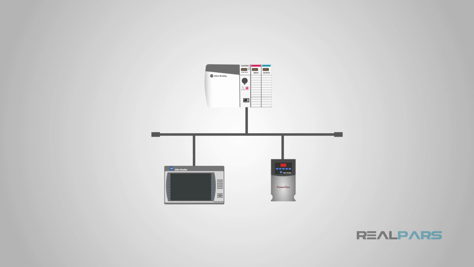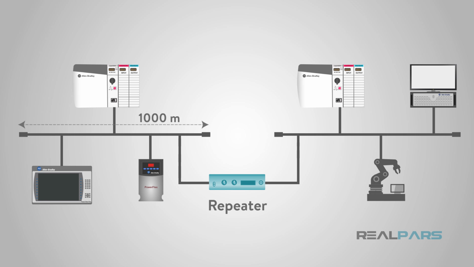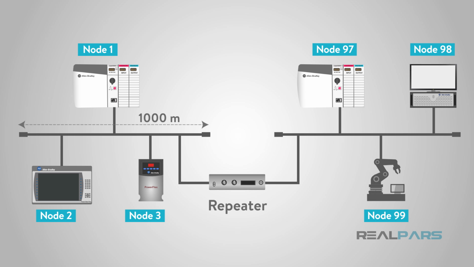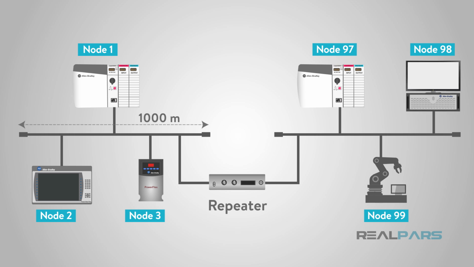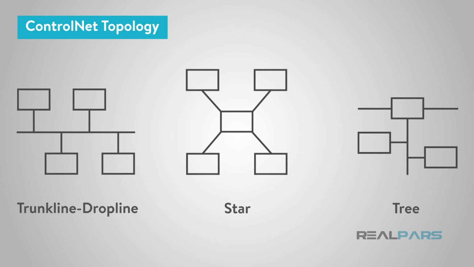The maximum cable distance for ControlNet cables is 1,000 meters, unless a repeater is used. There can be a maximum of 5 repeaters, 10 for redundant networks. ControlNet can support a maximum number of 99 nodes on the network, and the repeaters do not use node numbers. Therefore, they don't count as a part of this maximum number. When you are designing the network, the topology options for ControlNet are trunkline dropline, star, or tree.